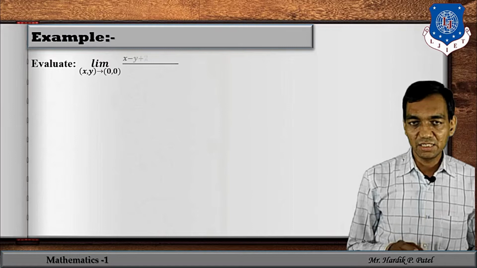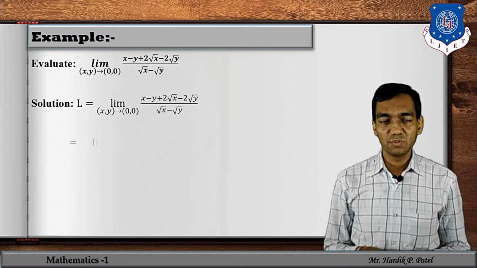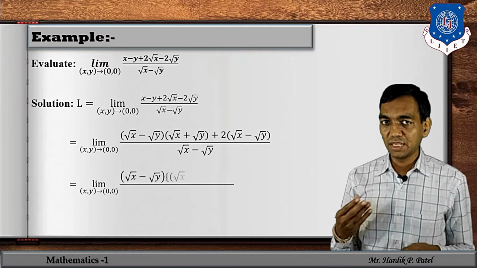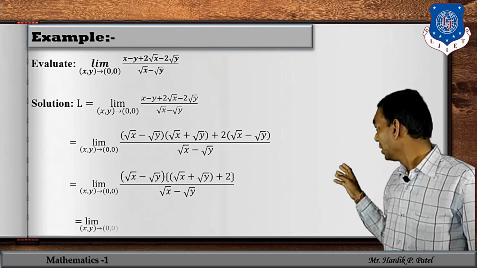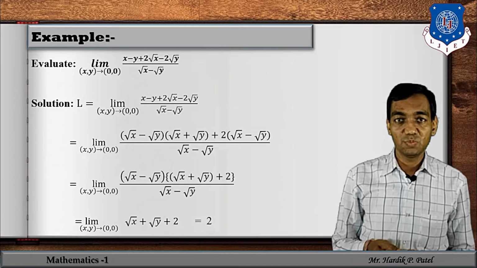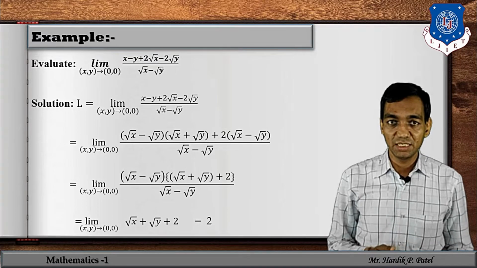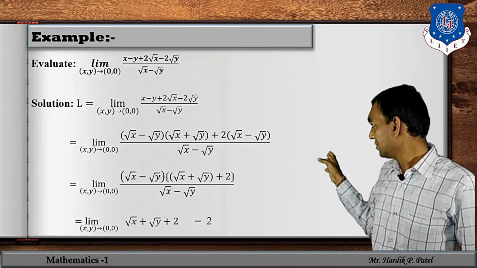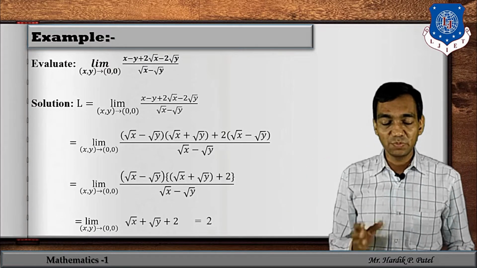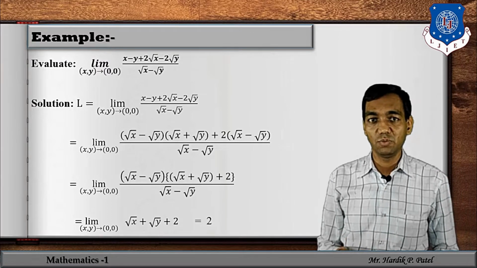Evaluate the limit (x, y) tends to (0, 0) of x minus y plus 2 under root x minus 2 under root y divided by root x minus root y. Now we are starting with capital L. This is 0 by 0 form, but we are going to use the simple method of 12th. If the factorization is possible and simple factors are going to be there, then we are going to use the simple factorization method. So we start with the limit (x, y) tends to (0, 0) of x minus y plus 2 root x minus 2 root y divided by root x minus root y.